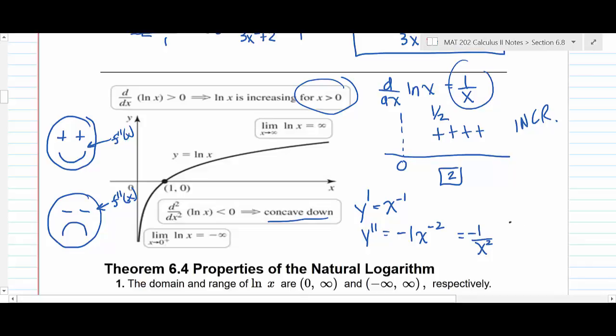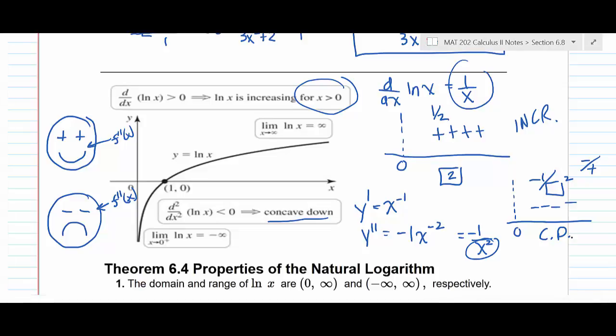Now if you analyzed this, remember that x is always positive on a logarithm. So what would happen if you plugged in any number on this one? You'd get a negative, wouldn't you? Because you're squaring that number anyway. It's just negative 1 divided by a positive number. It's just negative over positive, so it's negative. So that means you're concave down. And you always are. You can tell by the graph that it's concave down.